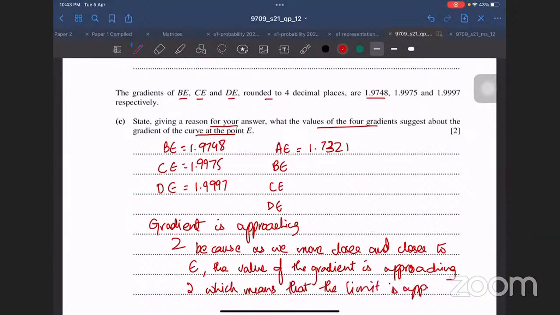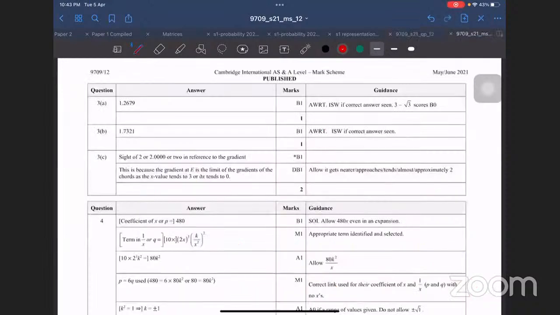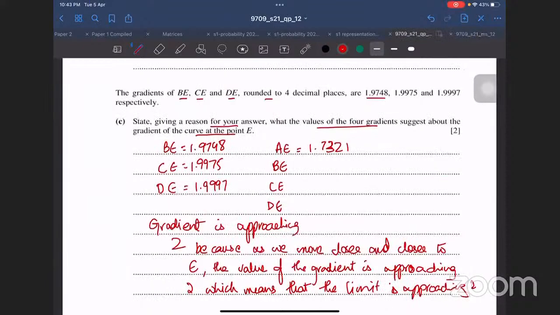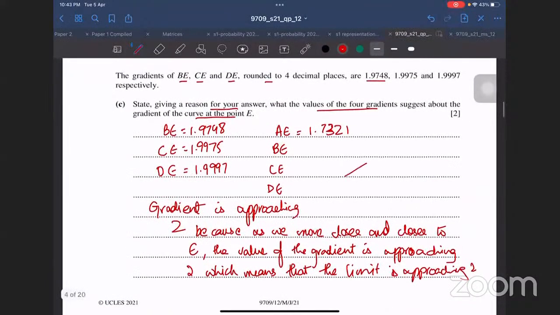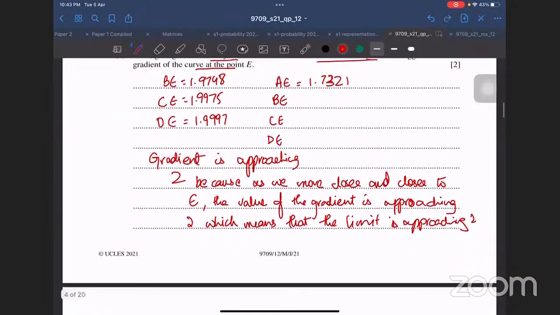This idea of limits. You don't need to know it in as much detail, you just need to know what's happening. It's because the gradient at E limits the gradient of the chords as the value tends to E, it gets nearer, approaches, tends approximately to 2. So this explanation is more than enough. The idea is that the tangents are becoming steeper and steeper as we go towards E.